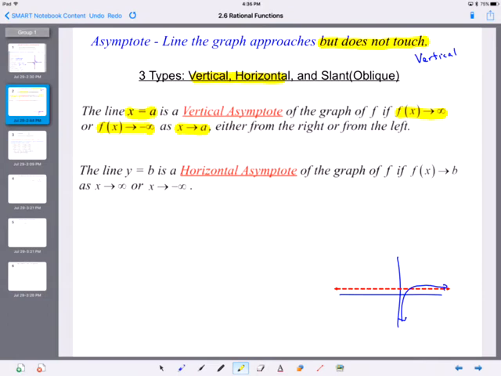Horizontal asymptote, kind of the same idea, but as x approaches infinity or x approaches negative infinity, now the y value approaches some value b. Okay, so once again, kind of the same idea. It's just depending on if you're doing vertical, you're looking at as y approaches infinity and negative infinity. If you're doing horizontal, you're asking yourself as x approaches infinity and negative infinity, what value is it getting closer and closer and closer to?